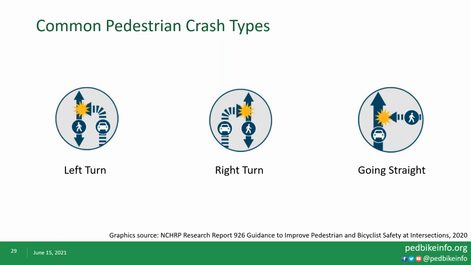So, let's talk a little bit more in detail about the types of crashes that we're trying to avoid. Pedestrian crashes can be summarized using the movement of the striking vehicle, whether it's turning left, turning right, or going straight. And these different types of crashes can be addressed with different treatments. Some treatments are applicable to more than one crash type, and that's good to bear in mind.